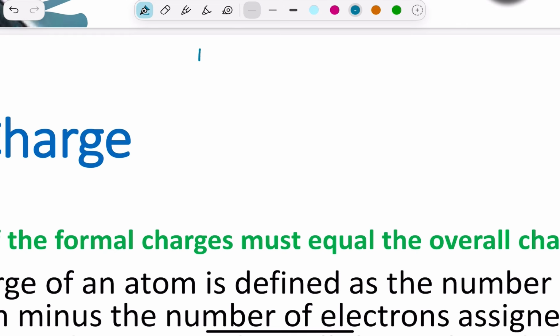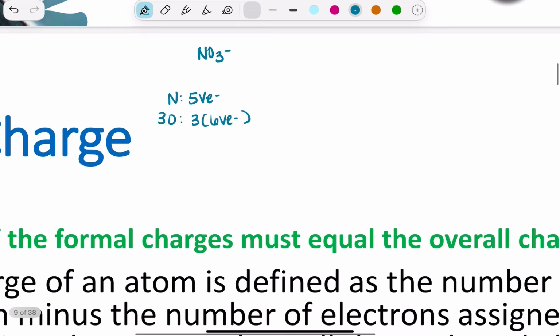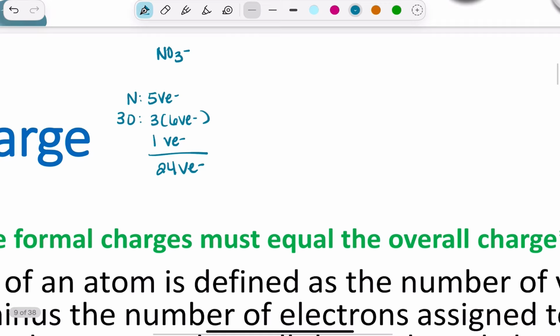So I'm going to move this up just to give us some space. So let's look at nitrate. NO3 minus. Nitrogen has 5 valence electrons. I have 3 oxygens at 6 valence electrons each. And then I have that negative charge, which adds one more valence electron. Remember, negative adds an electron, positive removes an electron. So 3 times 6 is 18, plus 5 is 23, plus 1 is 24. I have 24 valence electrons I need to distribute.